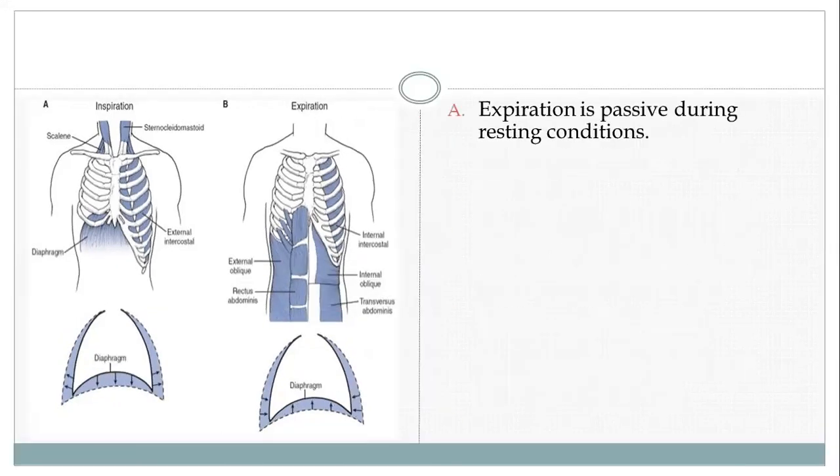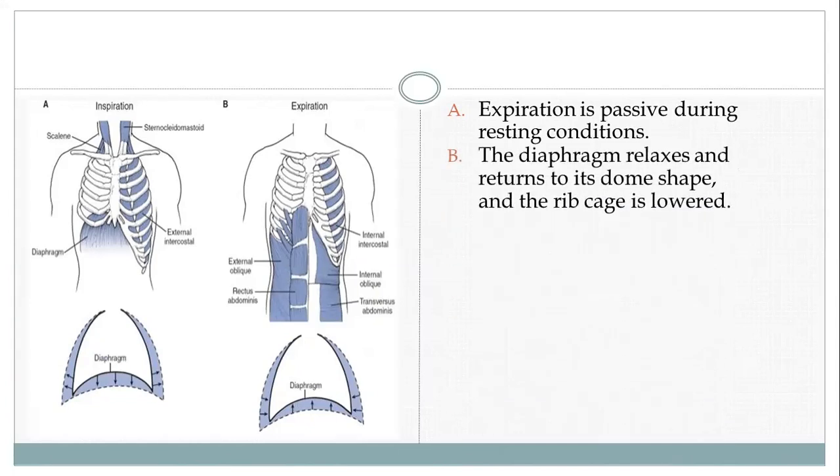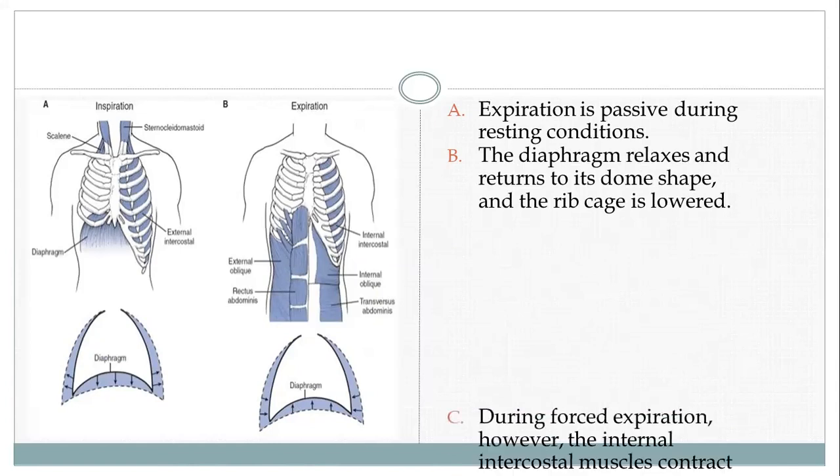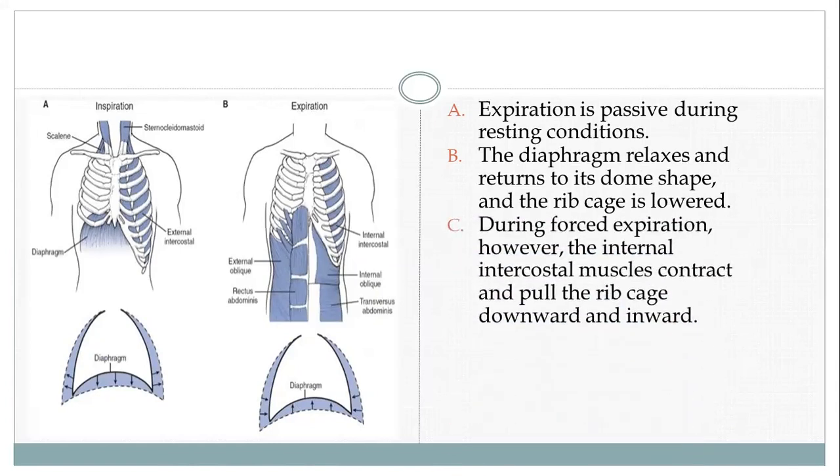Now, in expiration, normally the expiration is just passive. So there is no contraction of any muscle. What happens is the diaphragm relaxes and returns to its dome shape. Due to that, the rib cage is also lowered back to its normal position. And this decreases the diameters which were increased. The vertical diameter also decreases, so this is again decreased to normal.